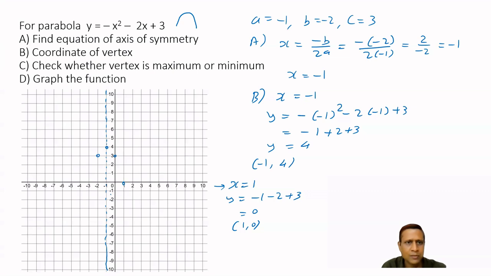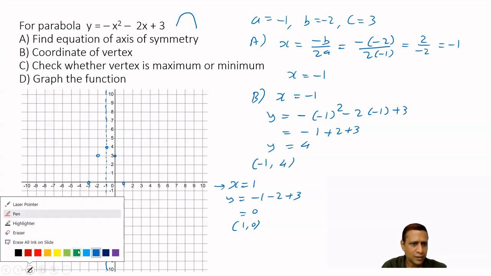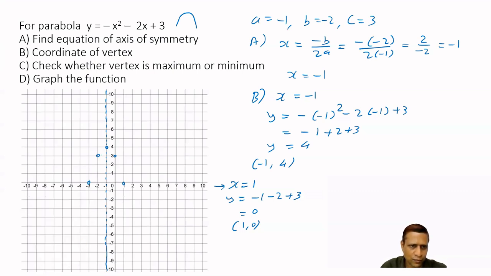So (1, 0) is here, right? So from here to here, 2 units. So in the same way from here, 2 units, we will have this point. So (-3, 0) is also a point, right? Now we can graph it. So the graph will be like this. We join with a smooth curve like this. And it will go down. We can find values for some other points. So this is the graph.